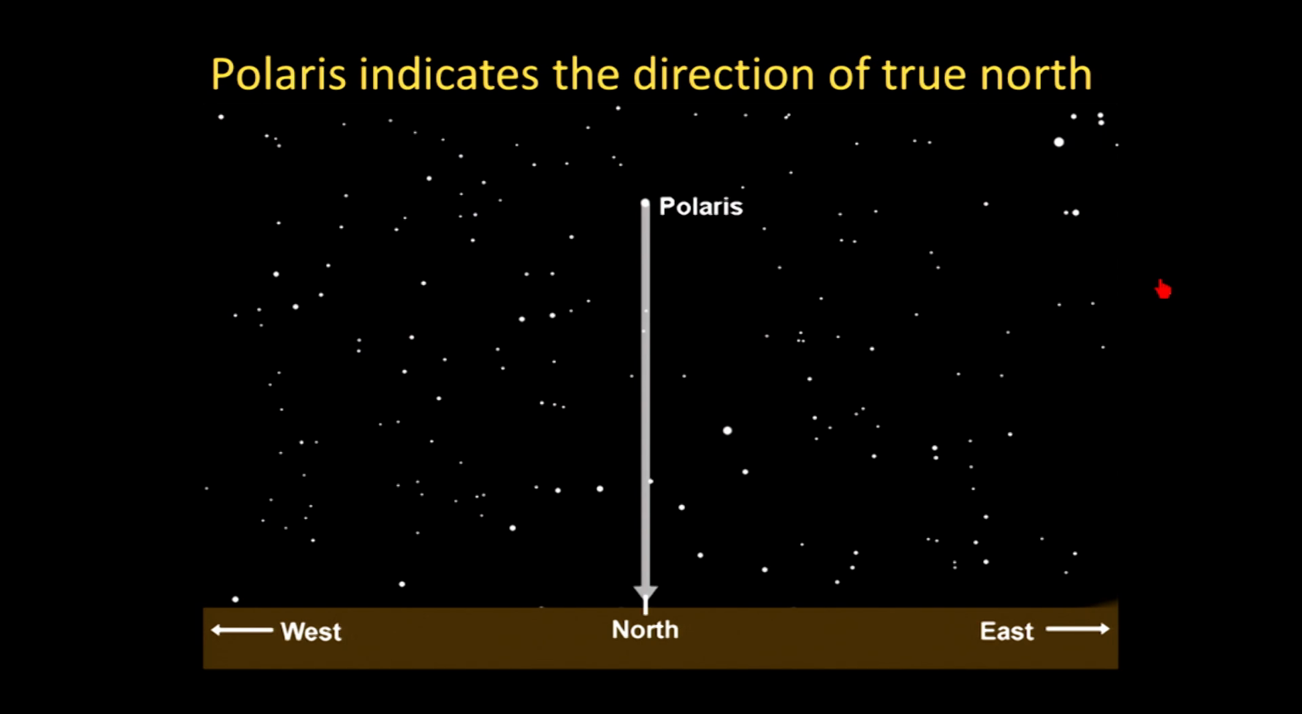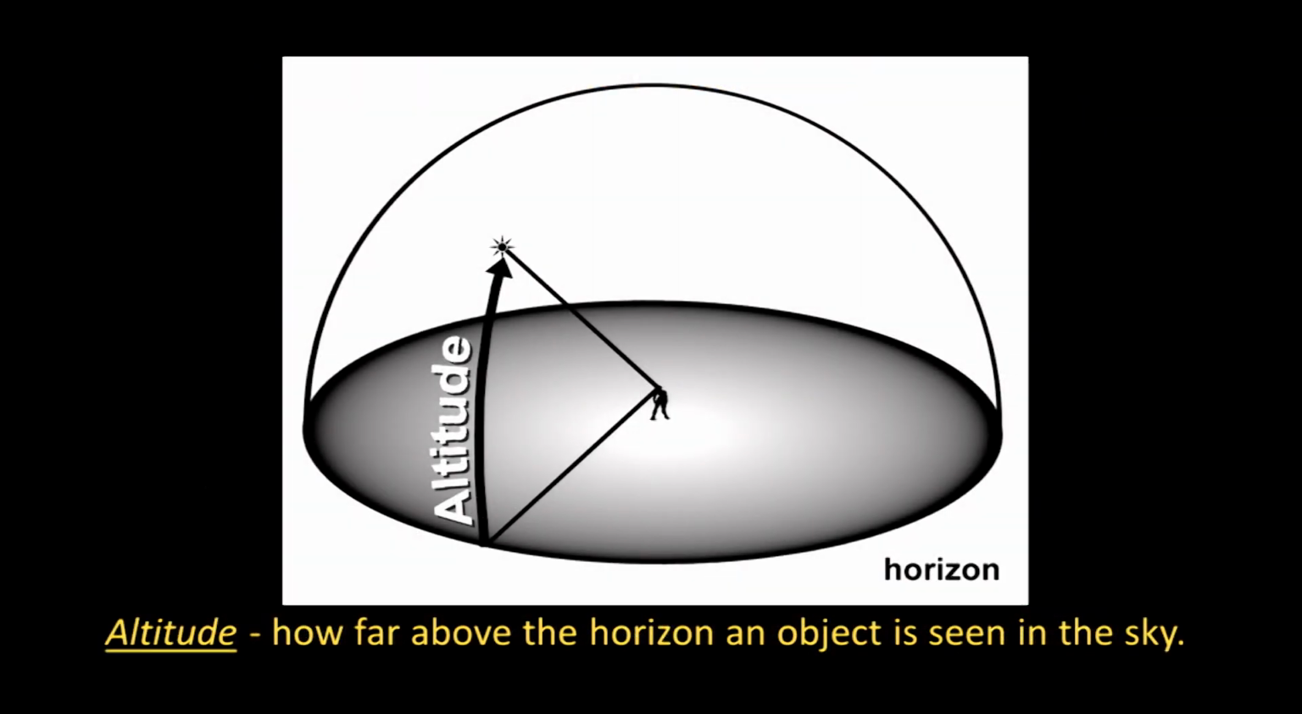Now, the other thing that Polaris does for us has to do with a definition that we have to first introduce. And the word is altitude. The usage of this word is not quite the same as you might have heard before. In this case, the definition of altitude is how far above the horizon an object is seen in the sky. So imagine that you're standing out in the field. Here is your horizon all the way around, our imaginary dome of the sky. And let's say there's an object in the sky. Altitude is how far above the horizon the object appears in the sky.